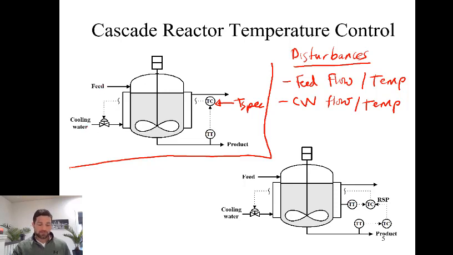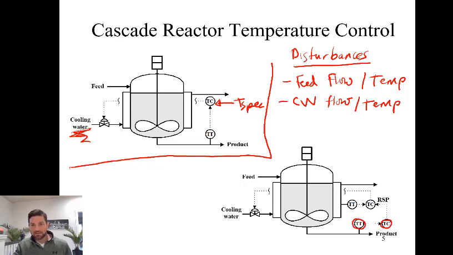So we'll try to eliminate the effect of either cooling water flow or cooling water temperature on this process. The way this can be done is by incorporating an inner loop. The first thing that we need to do to design the cascade scheme is to start with our primary control loop.